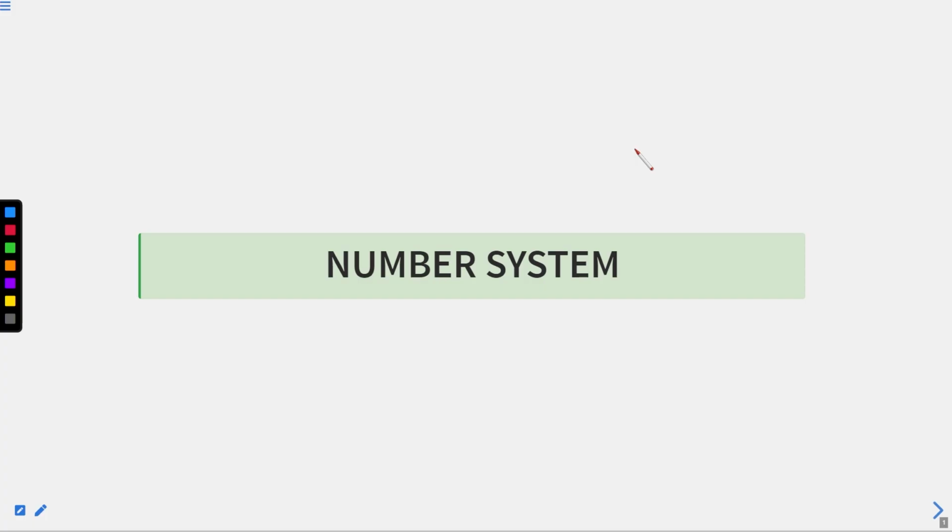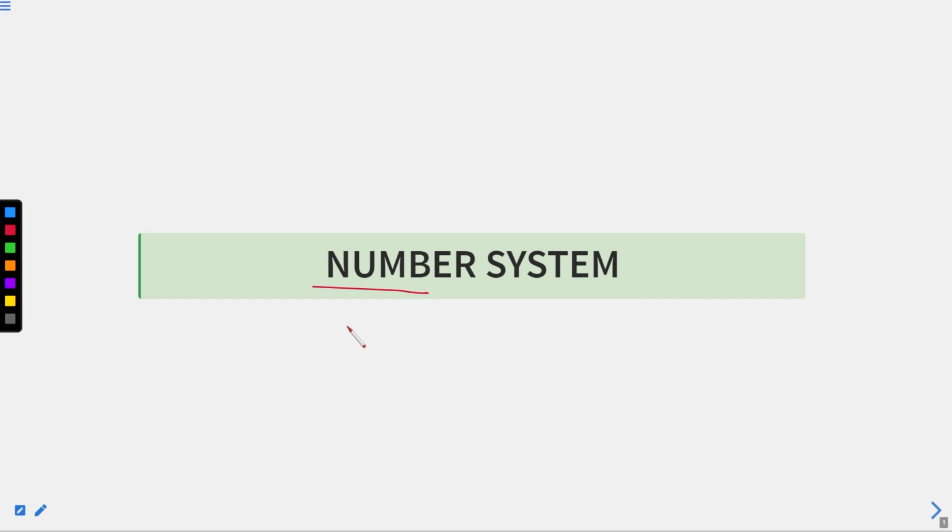Hello students. Today we will learn about the number system. So what are numbers? We will know what numbers are, and why we use them, where they have advantage in our daily life. So let's start. We have different types of numbers.